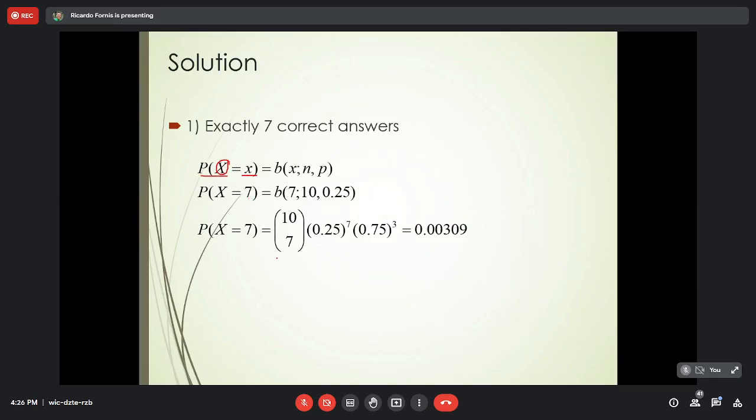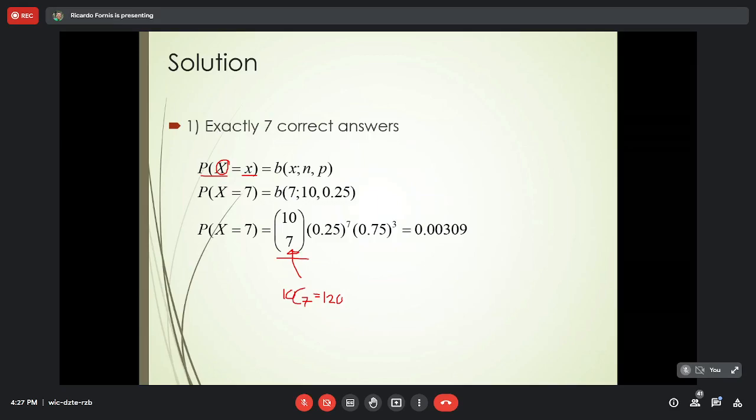We use the formula 10 combined 7. This will answer the question, how many ways are there of choosing 7 out of 10? There are 10 combined 7 different ways. If you use the calculator, 10 combined 7 will give you 120. No? So there are 120 different ways.